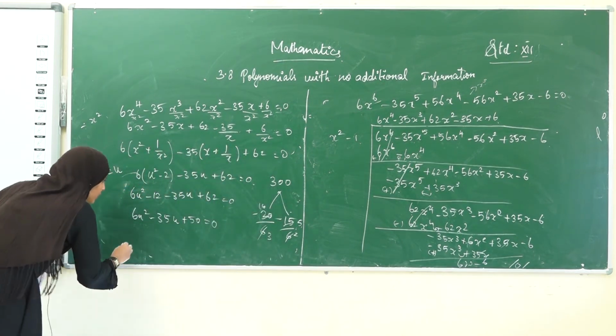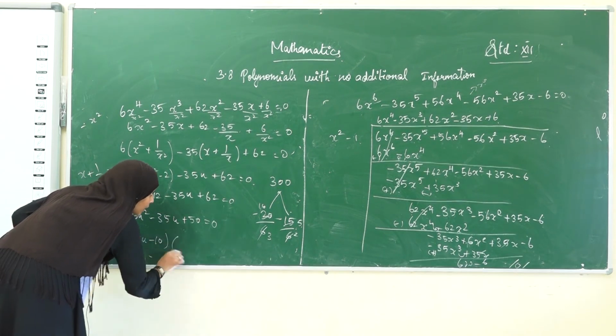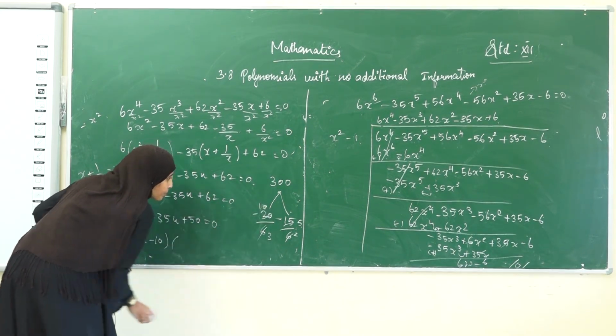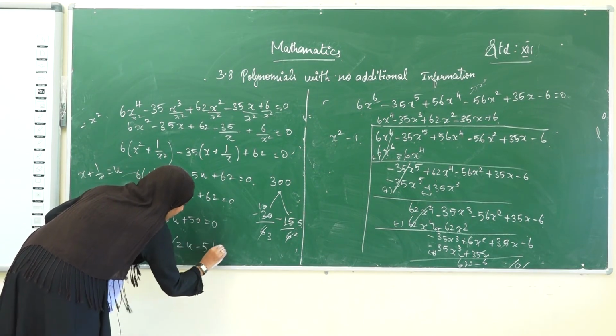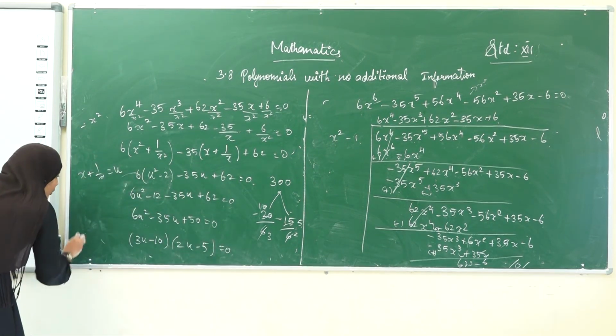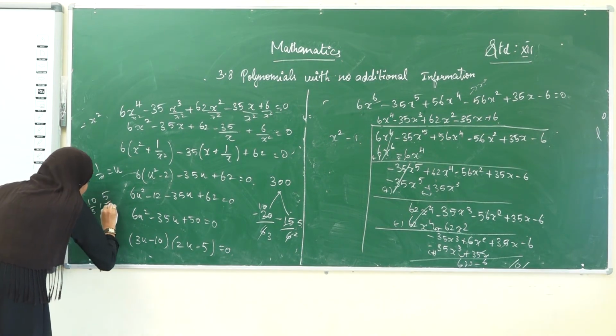What are the two roots? (3u minus 10) into (2u minus 5) equal to 0. What's the value of u? u will be equal to 10/3 and 5/2.